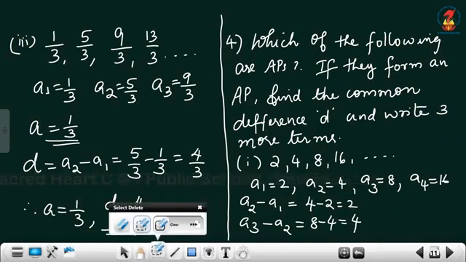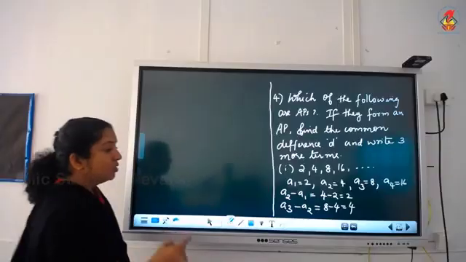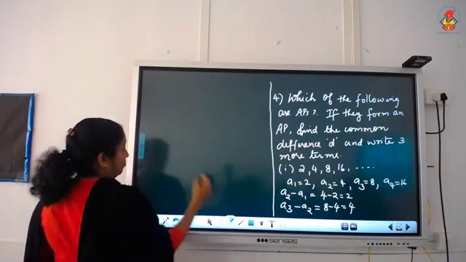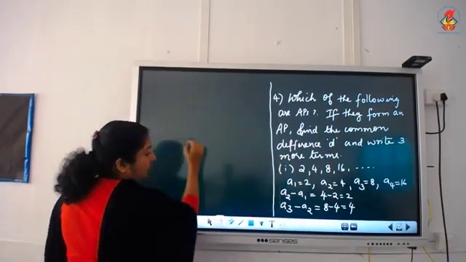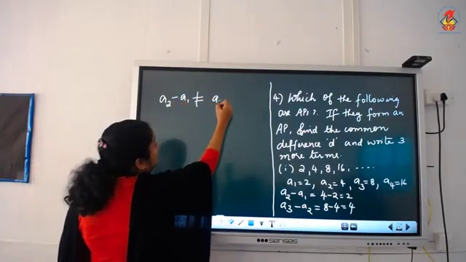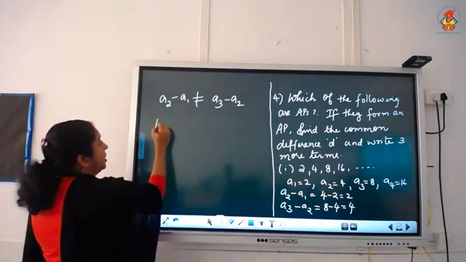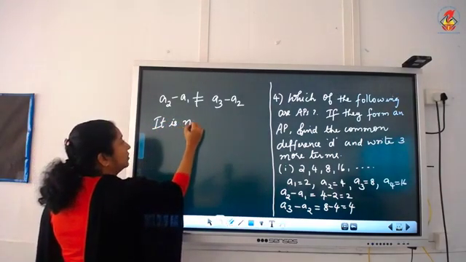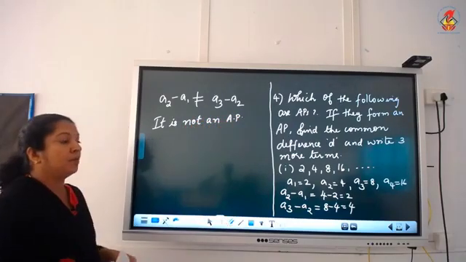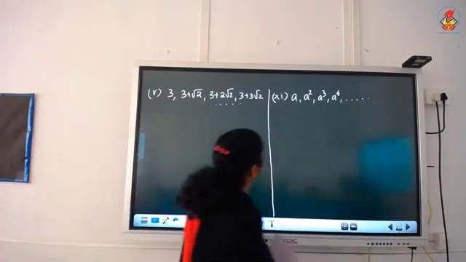So the conclusion, from here itself we can conclude. A2 minus A1 is not equal to A3 minus A2. So the conclusion is it is not an AP. The common difference is not same, so it is not an AP.